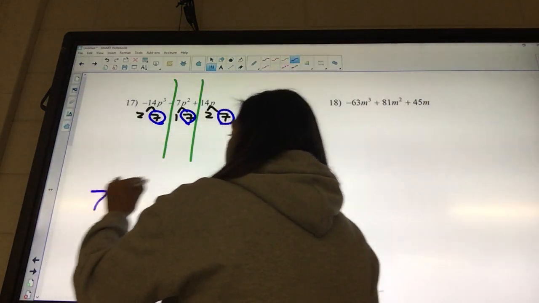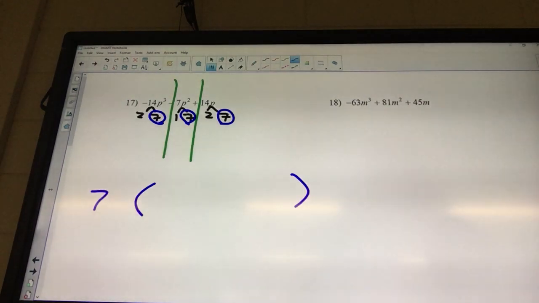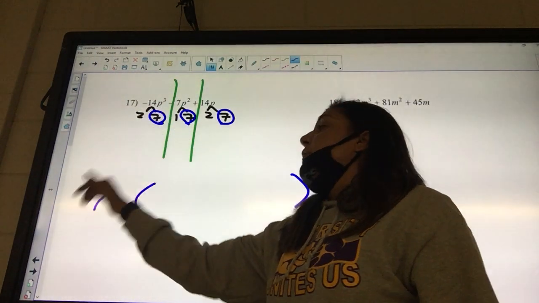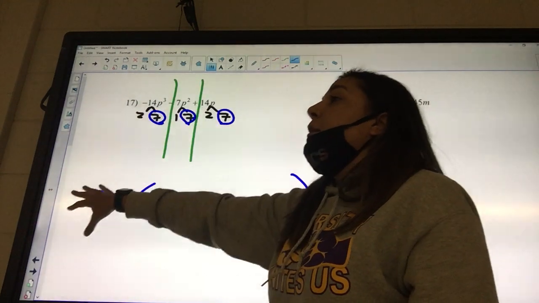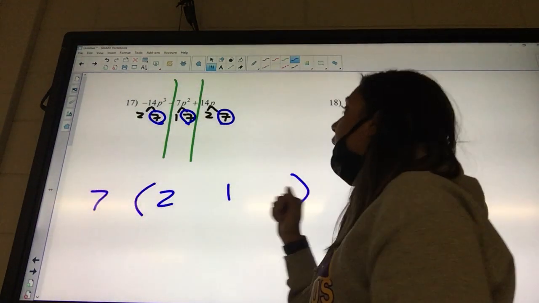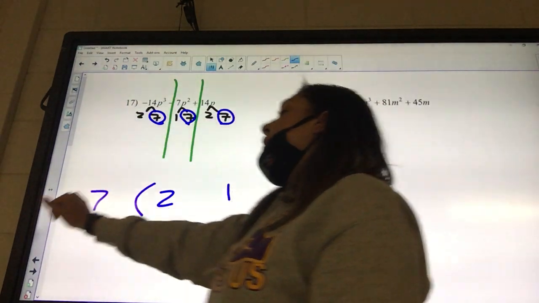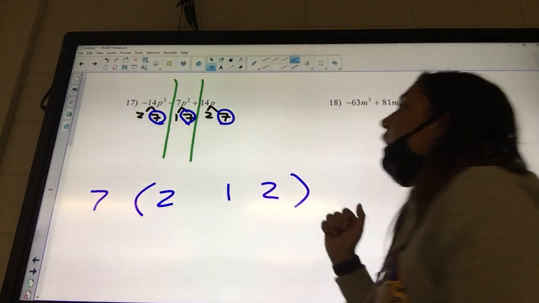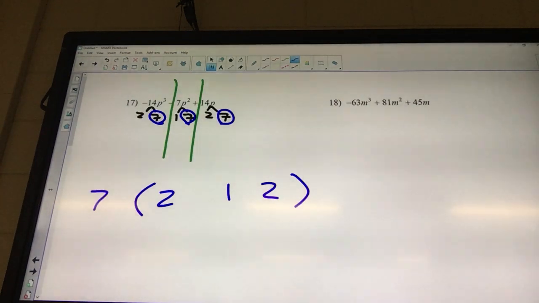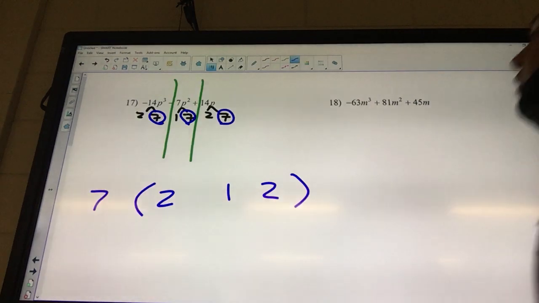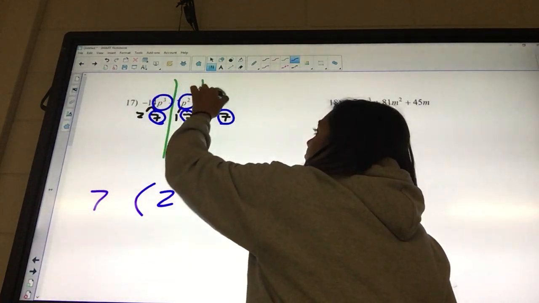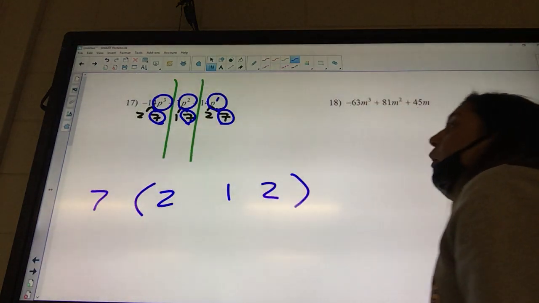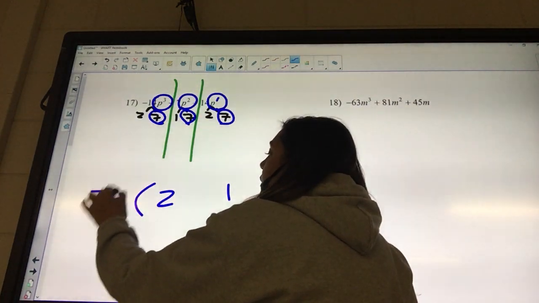So you put the 7 on the outside. Okay, so 14 divided by 7 is 2. 7 divided by 7 is 1. 14 divided by 7 is 2. How many P's can we take? 1. So he's got 3, he's got 2, and he's got 1. What's the smallest number? 1. So we can pull out P to the 1.